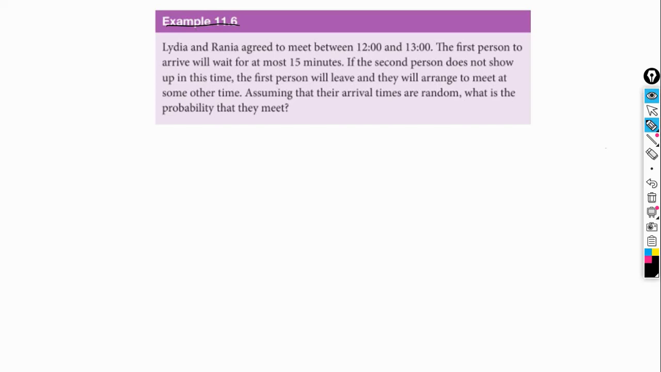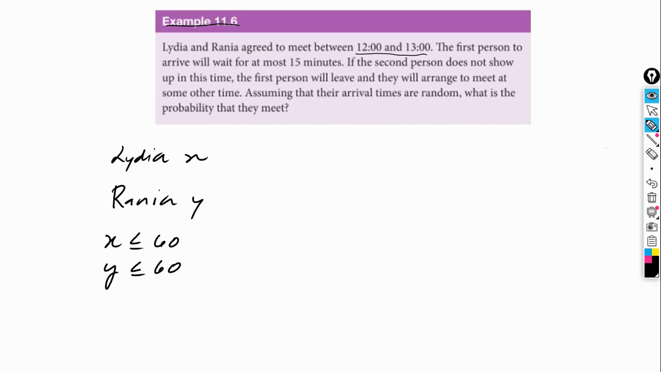Okay, so notice that they have 1 hour to meet between 1200 and 1300 hours. So let's suppose that Lydia arrives X minutes after noon, and Rania arrives Y minutes after noon. There's one thing to take into account here, and it is that X must be less than or equal to 60 minutes, and that Y has also the same condition. But there's another thing. The difference between their arrivals has to be 15 minutes at most.